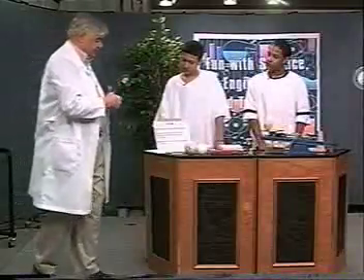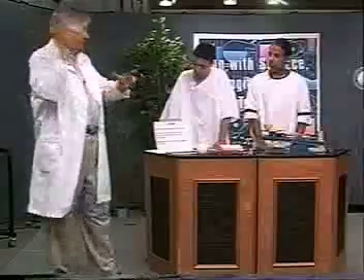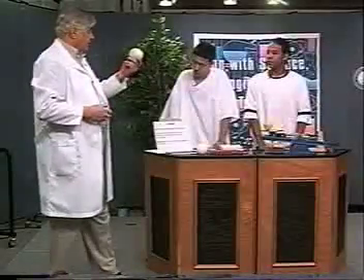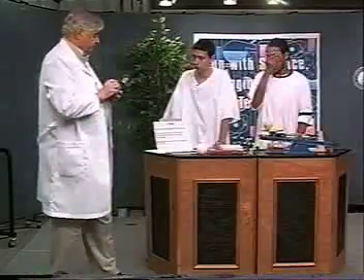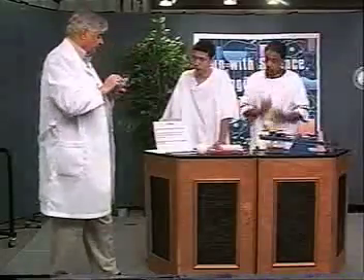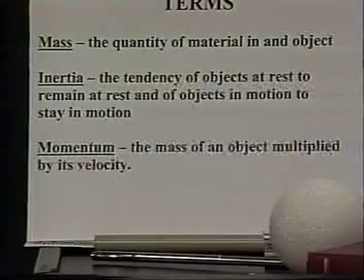Okay, that's inertia. Now, the amount of energy that this thing has when we throw it is something called momentum, which is how fast it's going times its mass. It's the mass of the object multiplied by its velocity or speed. You know the difference between velocity and speed?